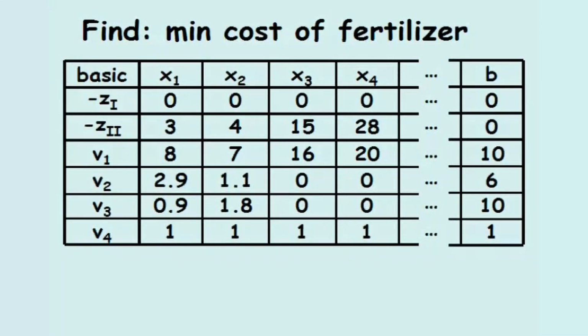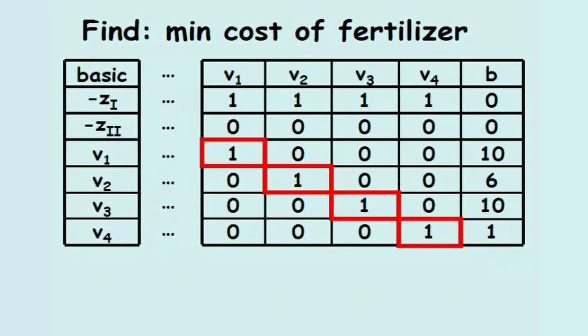Setting up our network tableau, we begin with the 4 artificial variables in the basis. To put the tableau into canonical form, we'll pivot about the 4 artificial variables by subtracting rows v1, v2, V3, and V4 from row Z1, and the values that changed are shown in red.